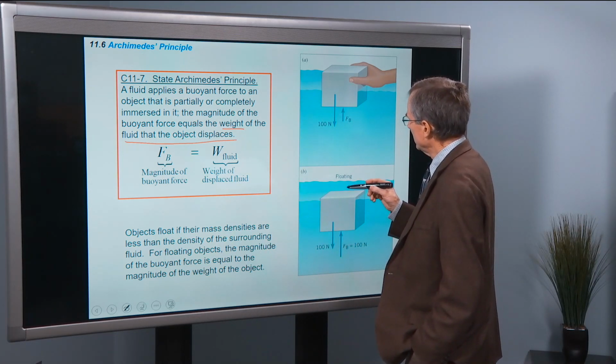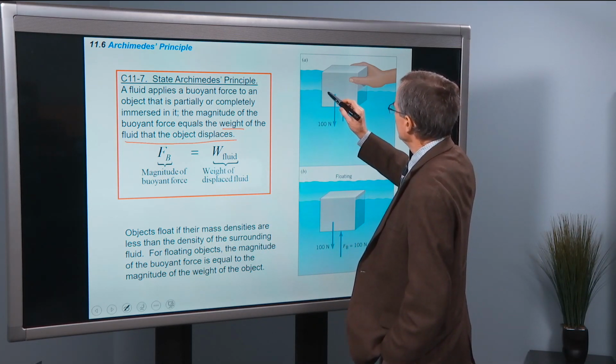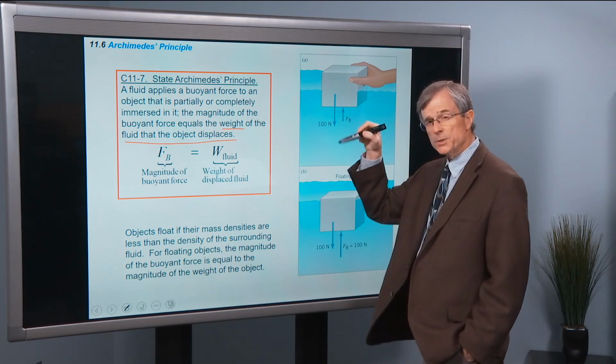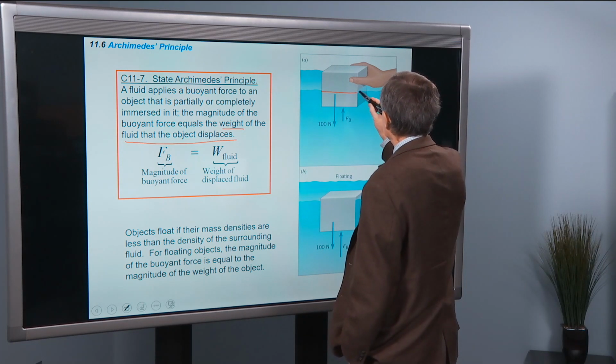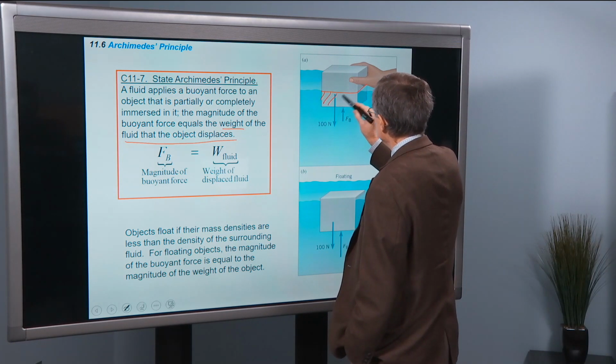So up here, if the object is partially out of the water and partially into the water, then the displaced fluid is going to be this.